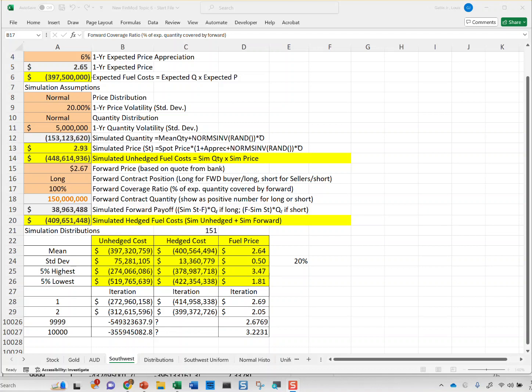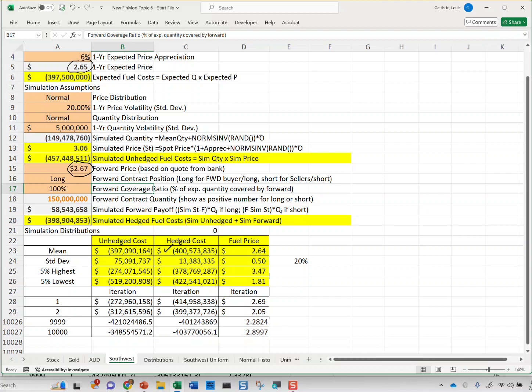Okay, so this simulation is finishing up, and it's actually rerunning all of the unhedged cost, the hedge cost, and the fuel price. And so let's look at the results. What you see is the expected, the average cost, is a little bit higher. That just comes from the fact that they negotiated a 267 forward price when the expected price was 265. If they had negotiated a 265, those numbers would be about the same.